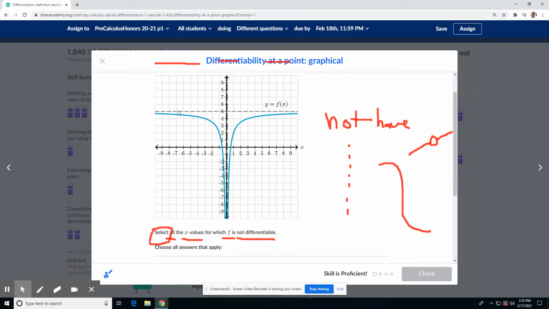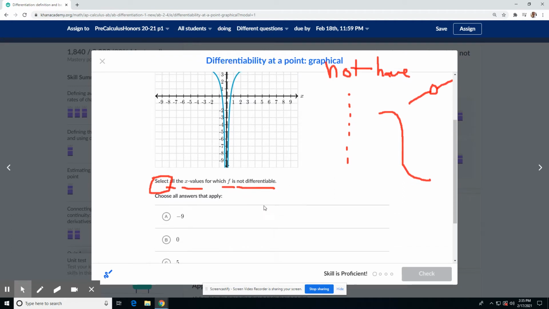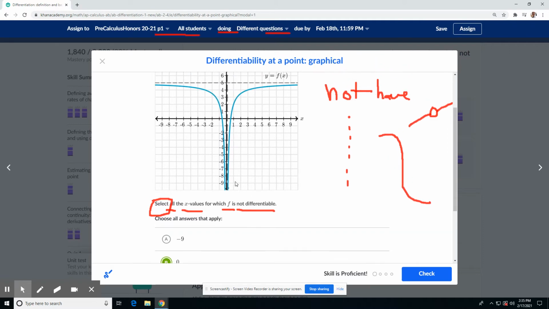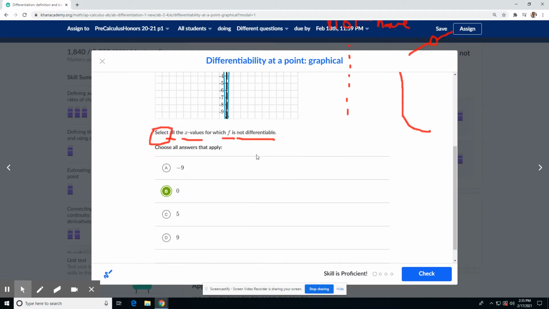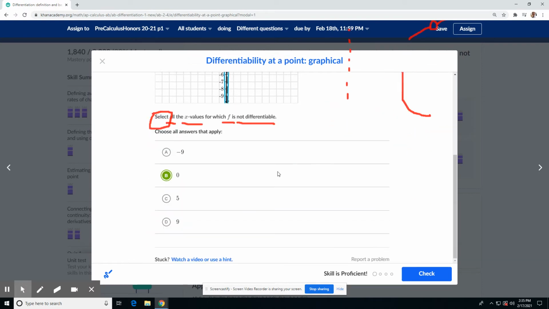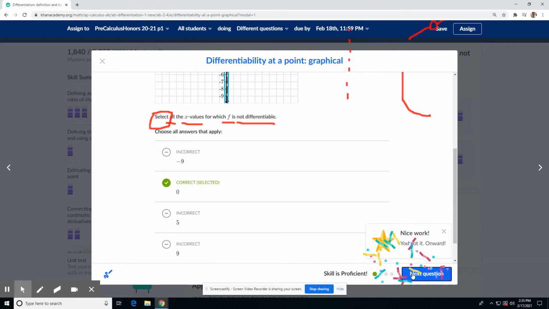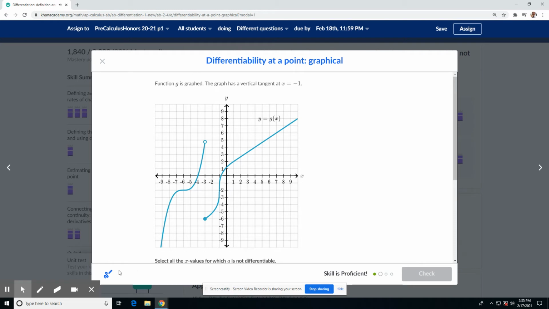All right, so everything looks okay except for at 0. So at 0, we have that asymptote. So just 0 on this one. -9's okay, 5's okay, 9 is okay, just 0. Okay, let's take a look at the next one.